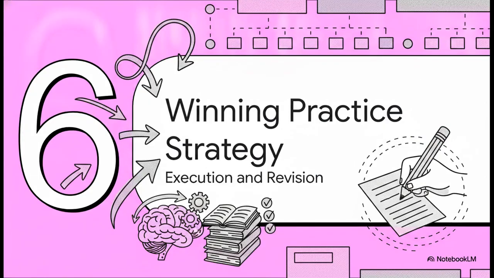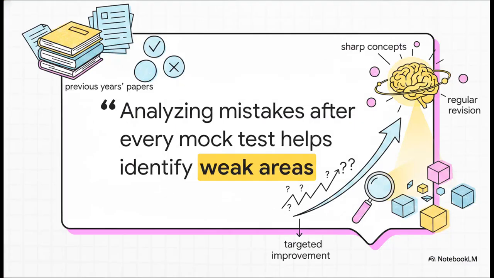And that brings us to our final section, Section 6, the winning practice strategy, execution, and revision. Look, taking topic-wise questions and full-length mock tests is great. It really is. But the actual secret weapon? It's the brutal analysis of your mistakes. Simply taking a test just isn't enough. You have to ruthlessly review exactly what you got wrong so you can identify your weak areas for targeted improvement. That kind of deep analysis, combined with regular revision, is what ensures your concepts stay incredibly sharp. At the end of the day, it's about working smarter, not just harder.